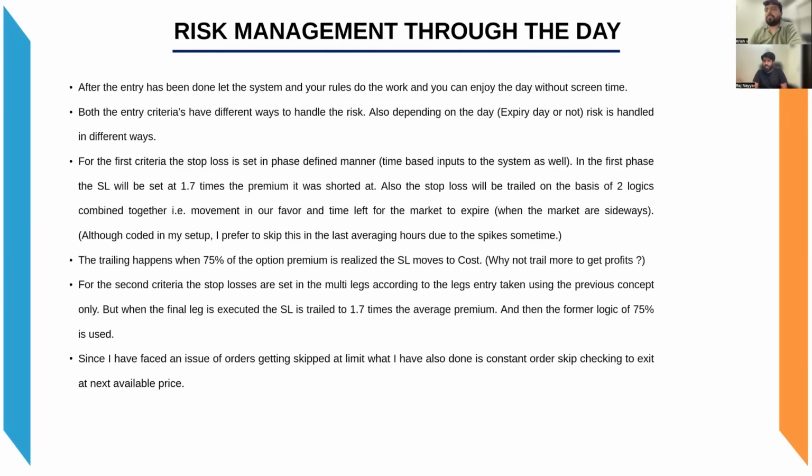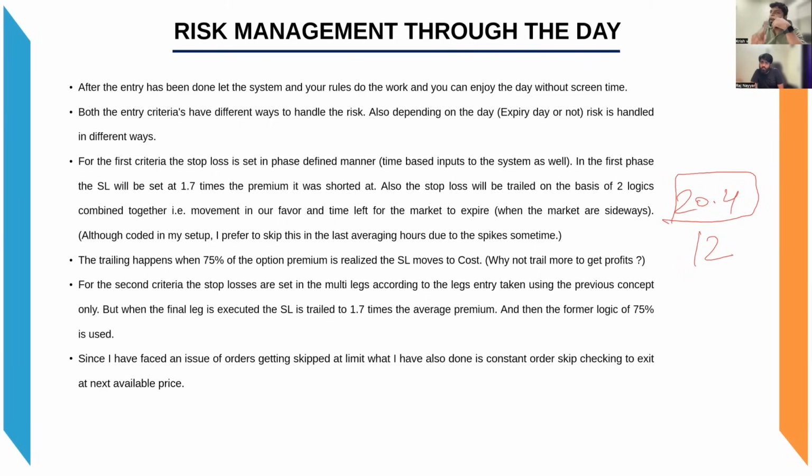So for the first criteria, in which we have taken the entry all in one go, we will set the stop loss in a phase-defined manner and with a time-based input as well. In the initial time we took a trade and we shorted the option at 12 rupees, right? We will set the stop loss at exactly 1.7 times the premium at which we have shorted it. So if we had shorted it at 12 rupees, we will set the stop loss at 20.4 rupees. Our stop loss will be set at 20.4 rupees. Okay? So shorted at 12 rupees, placed a 1.7 times stop loss, left it, okay. So see, now the stop loss, we will also have to trail the stop loss as well.